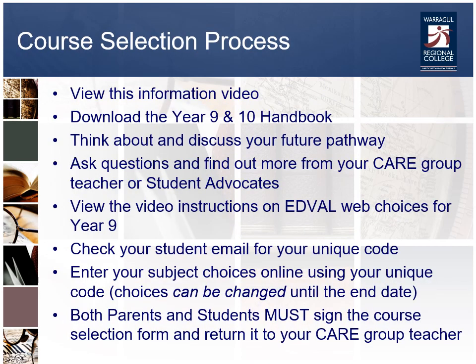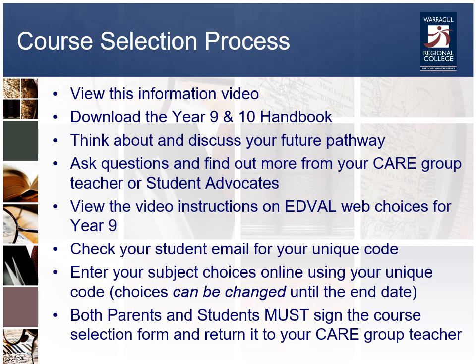The course selection process is as follows. Viewing this video is the first step. We would then recommend downloading the Year 9 and 10 handbook and reading that to have a look at what's available and what the course looks like for Year 9. Think about what you'd like to do and discuss your further pathway. You can do this with your parents, but you'll also have an opportunity in care group time over 2 weeks to ask questions of care group teachers, or you may visit your student advocate and have a conversation with them.